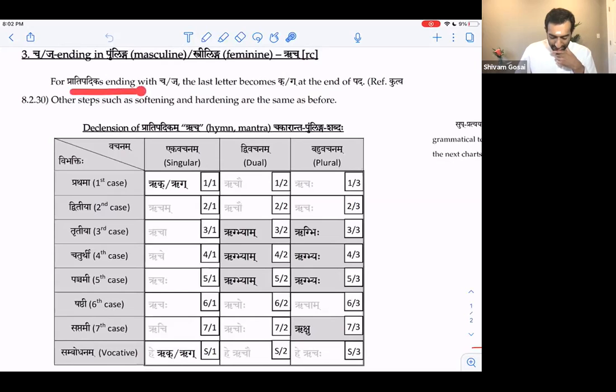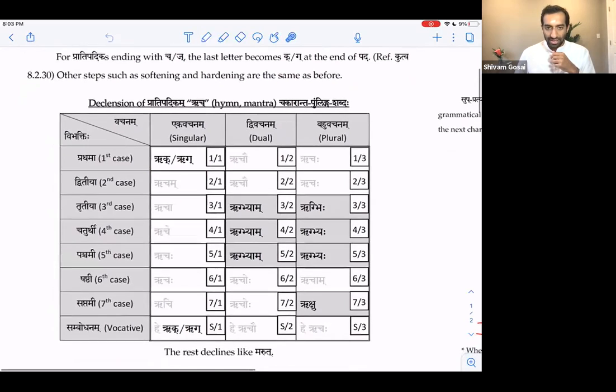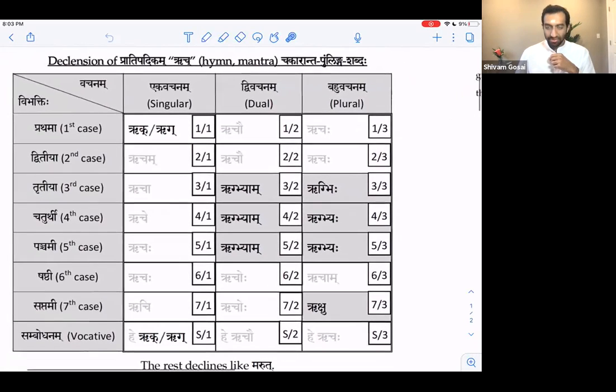For pratipadikas ending with cha or ja, here we'll just look at cha for now. The last letter can become ka or ga at the end of a pada. There's a sandhi rule for this. We won't have time to look at that now, but we will in the future. This word rich can become rik or rig, right? That's why we see Rig Veda. It can be either, and there are sandhi rules for that.